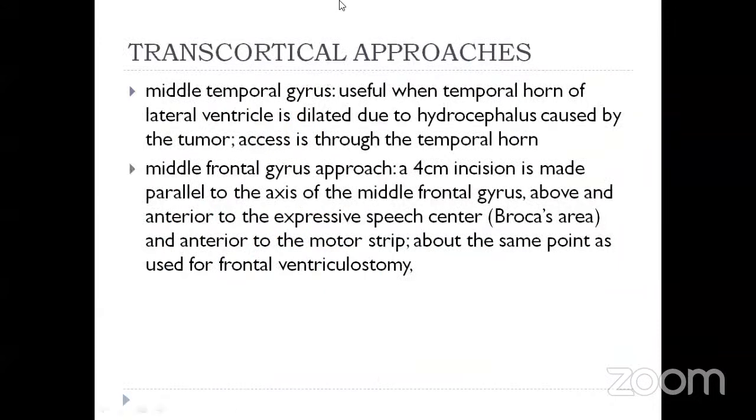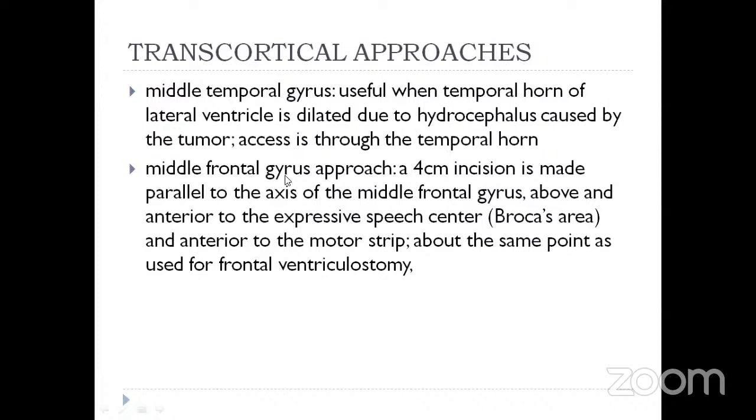So just as we discussed, the transcortical approaches can also be made, and these are through the cortex. So there's always a risk of seizure, which is around 5%. So the approaches that can be used are either we can go through the middle temporal gyrus, or we can go through the middle frontal gyrus. When we go through the middle temporal gyrus, it's useful when the temporal horn of the lateral ventricle is dilated due to hydrocephalus caused by the tumor, and access is through the temporal horn, then into the ventricular system.